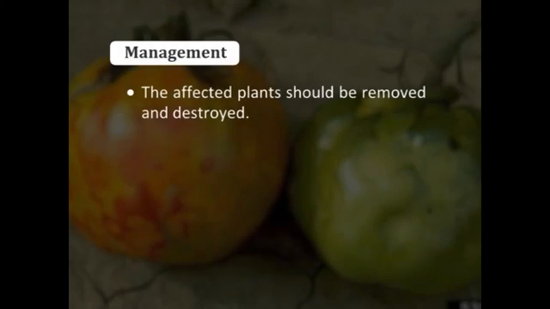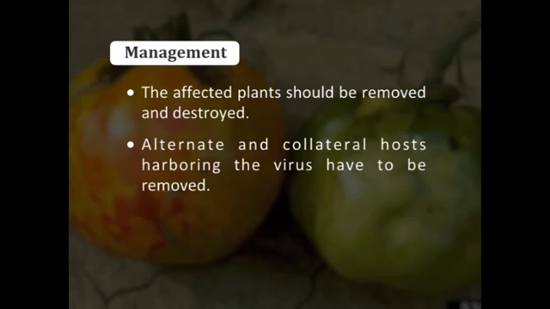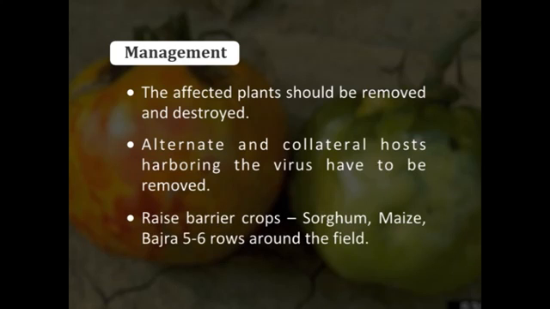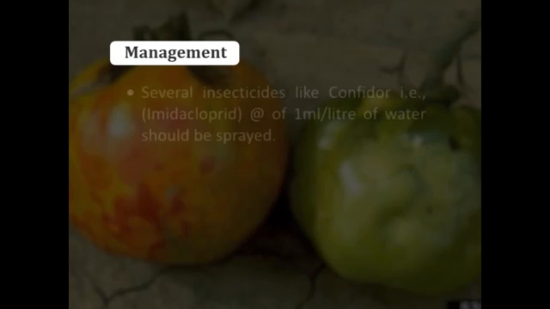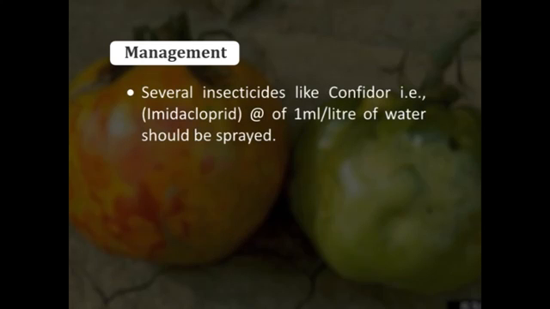Now coming to the management of the disease. The affected plants should be removed and destroyed. Alternate and collateral hosts harboring the virus have to be removed. Raise barrier crops, sorghum, maize, bajra, 5 to 6 rows around the field. Several insecticides like Confidor, that is imidacloprid, at the rate of 1 ml per liter of water should be sprayed. So this is all about the diseases.